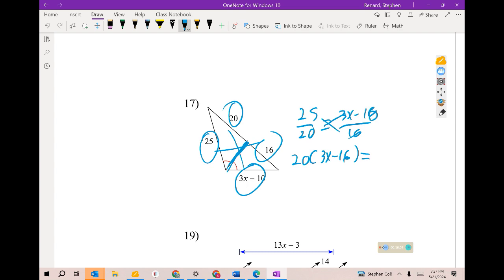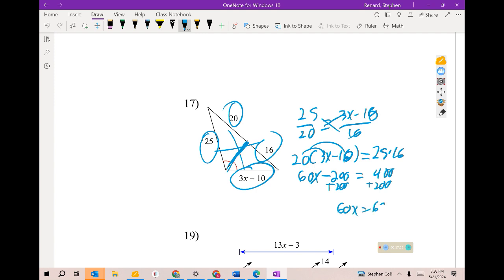equals, it's a 10, isn't it? Yeah, it's a 10. Equals 25 times 16. Make sure you distribute always all the way through. So it's going to be 60x minus 200 equals 400. We're going to add 200 to both sides. So we're going to get 60x equals 600. Divide by 60. We get x equals 10.